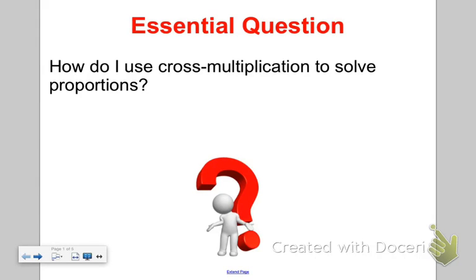In this lesson, we're going to talk about how we can use cross multiplication to solve proportions. And we're going to be doing a lot of cross multiplication. It's my favorite strategy, and I think you're going to like it too.